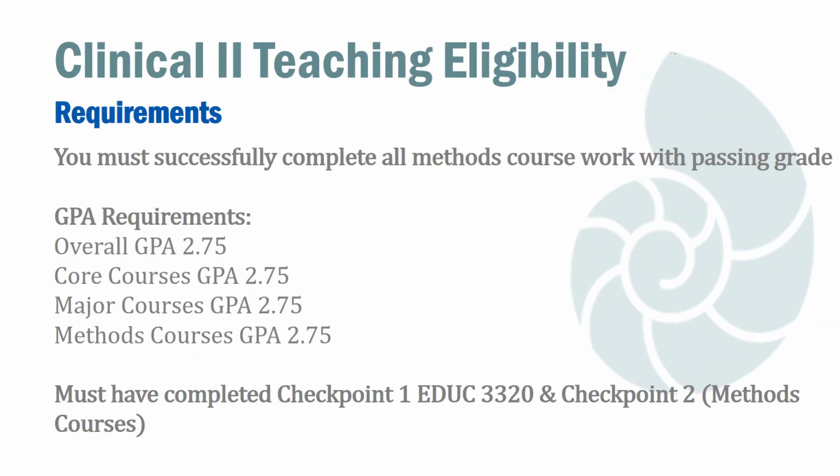Clinical 2 teaching eligibility. The requirements. You must successfully complete all methods coursework with a passing grade. GPA requirements: overall GPA of 2.75, core courses GPA 2.75, major courses GPA of 2.75, methods courses GPA of 2.75. You must have completed Checkpoint 1, EDUC 3320, if you haven't done so. For the most part, this group should have already completed that. Checkpoint 2 is the one you're currently in, in your methods courses. Just please make sure that you submit it on time, before the semester ends and before the spring 2019 semester begins.